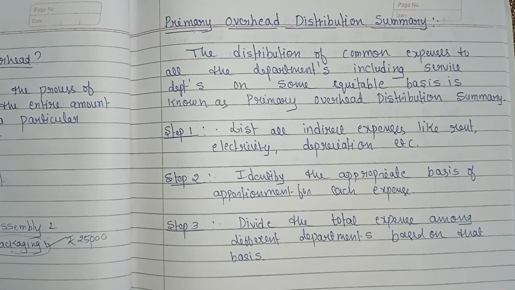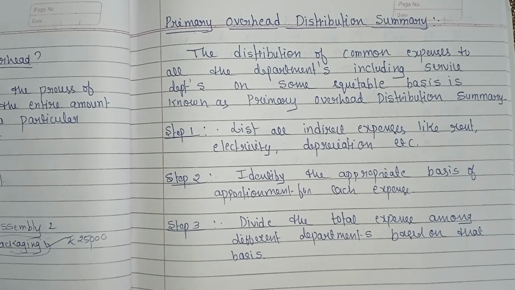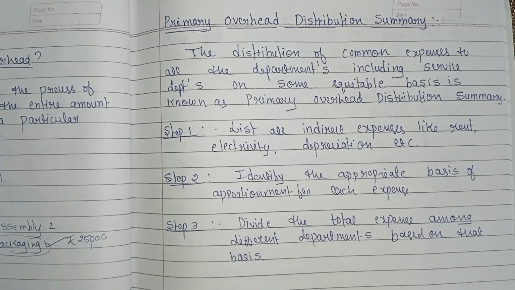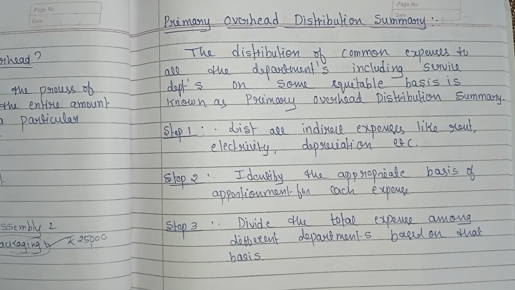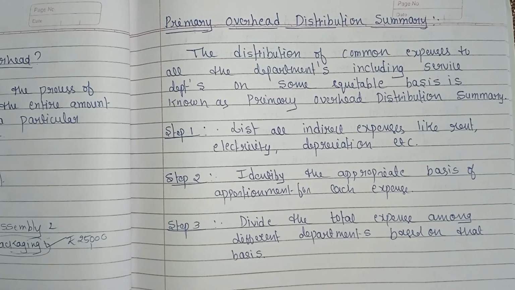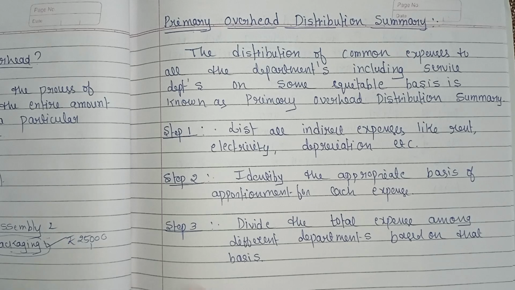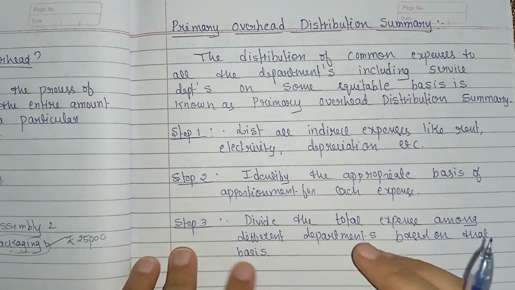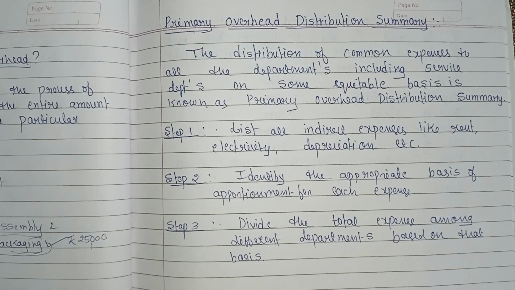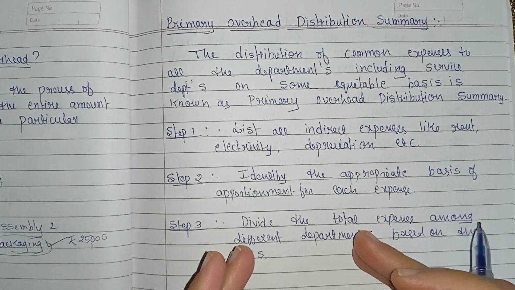In the last class, we learned about allocation and apportionment of overheads. So, today we are going to solve one practical problem. Before that, I will explain about primary overhead distribution summary. Primary overhead distribution summary. It means what? See, this primary overhead distribution summary is the first step in distributing indirect expenses.